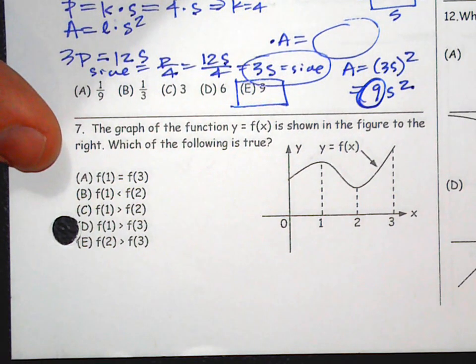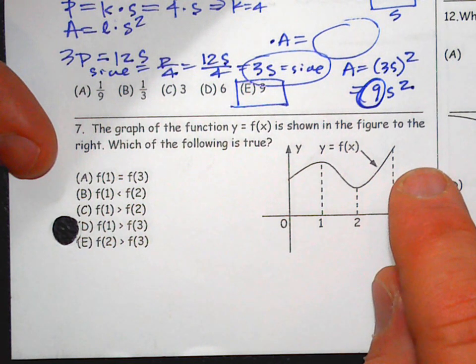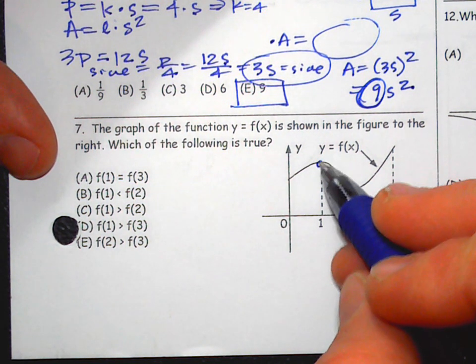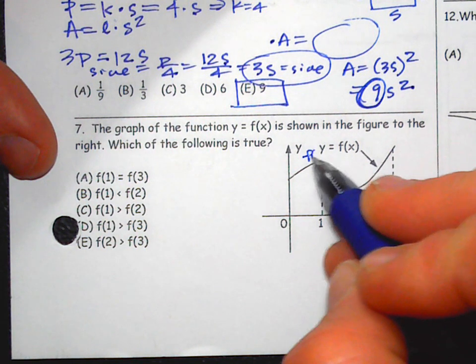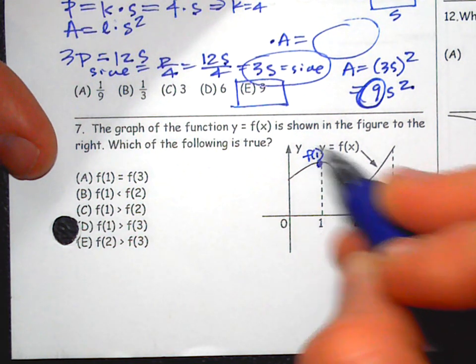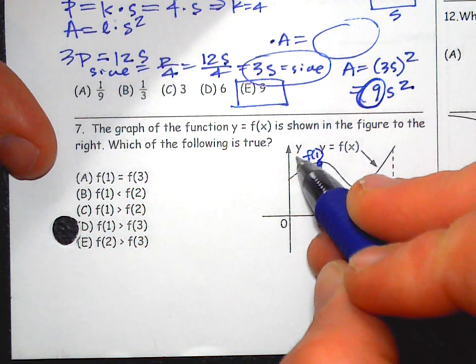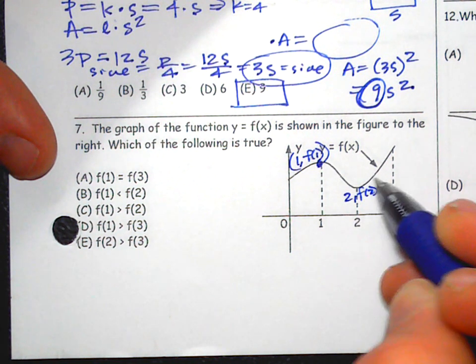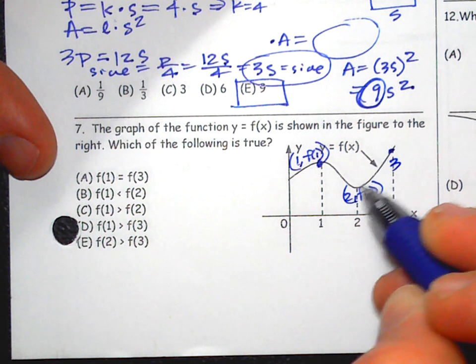Number 7, the graph of the function y equals f(x) is shown in the figure to the right. Which of the following is true? So you have a graph. Now, the y values are the value the function gives you when you plug in a certain x, right? So this is 2 comma f of 2. This is 3 comma f of 3.